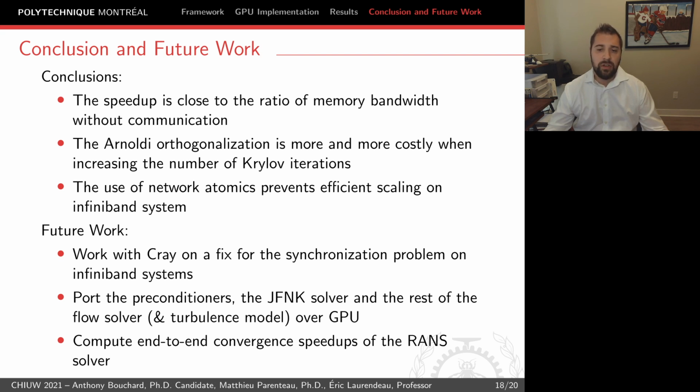As for the future work, we'd like to work closely with Cray on a fix for this problem. We'd also like to finish porting the preconditioners, the JFNK solvers, and the rest of the flow solver over to the GPU so that we could compute end-to-end convergence speedup of the whole RANS solver.